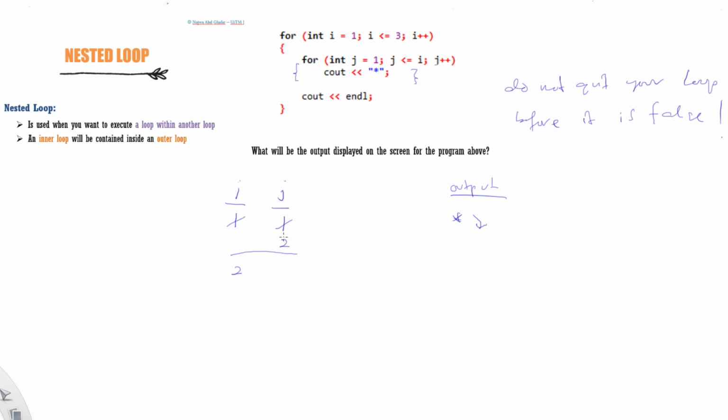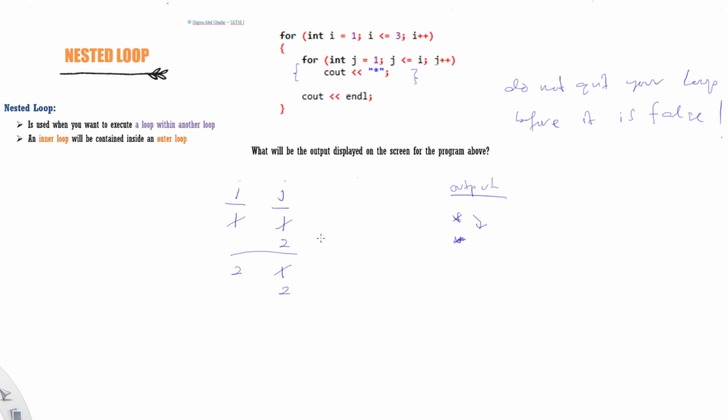Now, do we continue from here? No. We start from the top, because when we enter, it resets. So j equals 1. We meet this again because the previous loop that we've done has finished, so we start a new loop. So j equals 1. Is j less than or equal to i, 1 less than or equal to 2? True. So it will cout star, and then we go back up, j plus plus, so now it becomes 2.